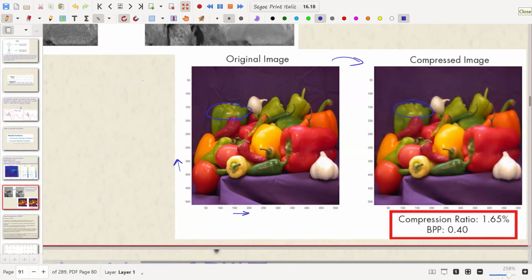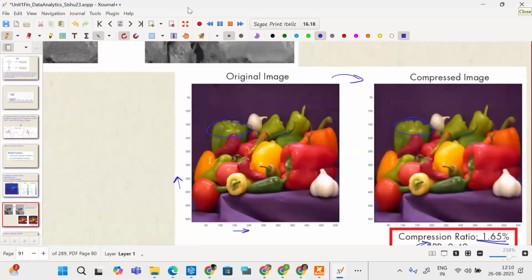So I hope that is quite understood. And this is the compression ratio, like a 1.65 compression ratio you get. This BPP and all, you will understand once you go deeper and deeper inside this discrete wavelet transform. So I will show you a web page where you can see that.